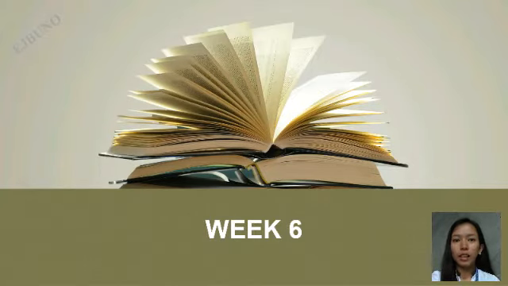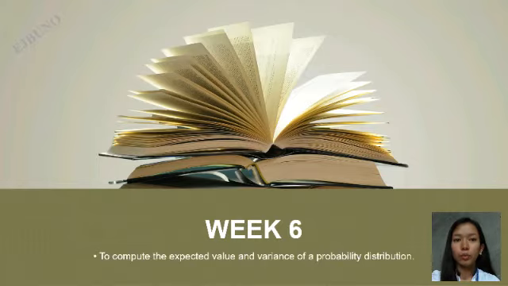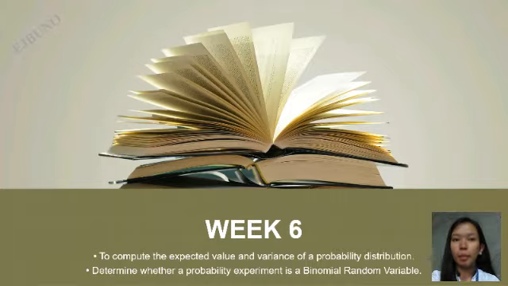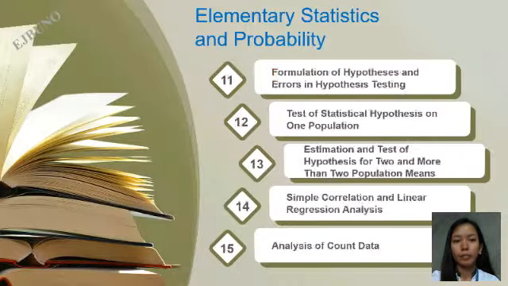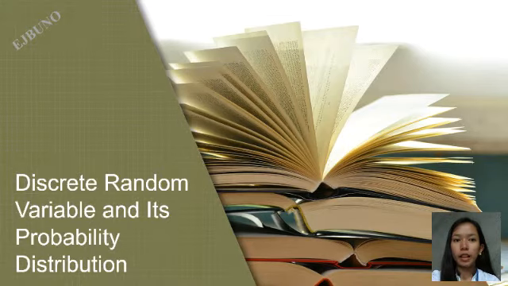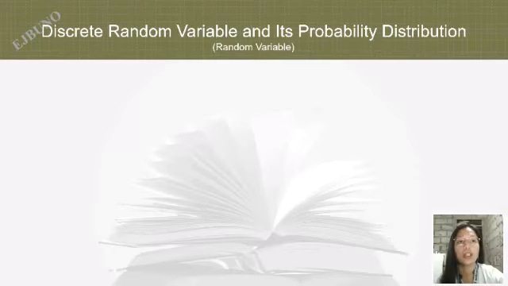Let us first have our learning objectives. First is to compute expected value and variance of a probability distribution and determine whether a probability experiment is a binomial random variable. And our lesson for today is all about discrete random variable and its probability distribution.